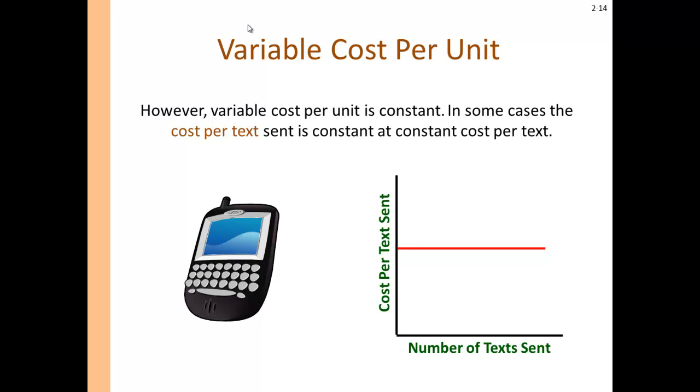However, a variable cost is constant in some cases. The cost per text sent is constant. So although the total variable cost would change, your variable cost per unit would remain the same. That is the 15 cents per text. Per each unit, variable costs remain the same, but as the number of texts goes up, so does the total variable cost.